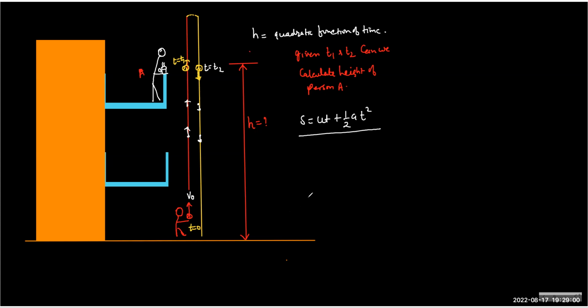S is called displacement since the beginning. So which displacement am I looking for? H. And what is u here? v naught. And what is a here, guys? If you don't know, don't worry, but we can write a as minus g as of now, because the ball is trying to go up and gravity is pulling down. So it is opposing, so it is decelerating. And the acceleration in case of gravity is g, right?